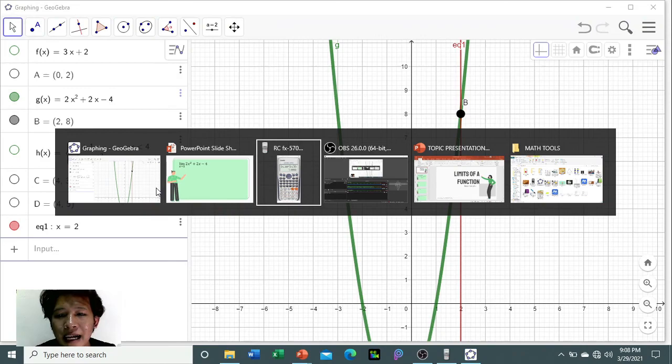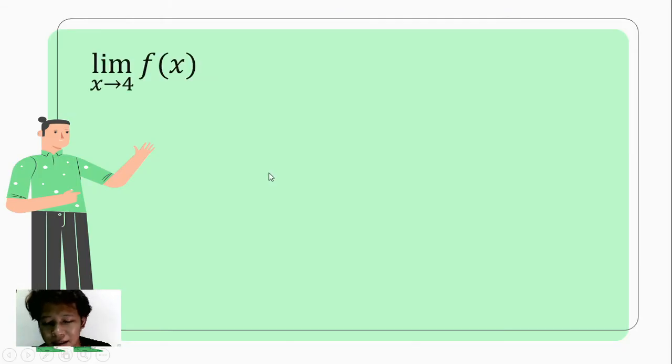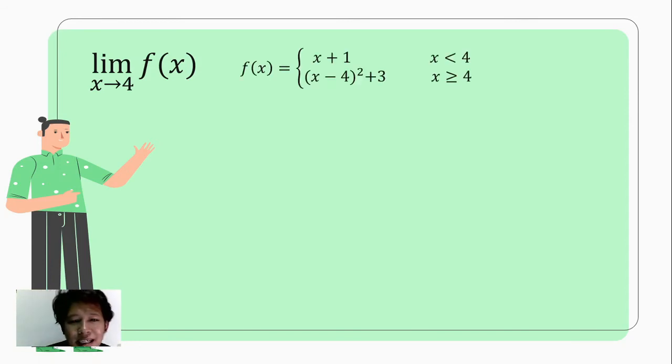Okay, so let us have now our last example. Suppose we have the limit of f of x where f of x is a piecewise function given the following pieces: x plus 1 such that x is less than 4, and the other piece is (x minus 4) squared plus 3 where x is greater than or equal to 4, to which the value of x approaches 4. So we have here a piecewise function.